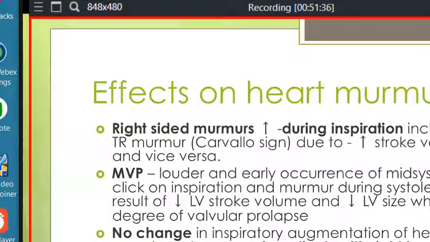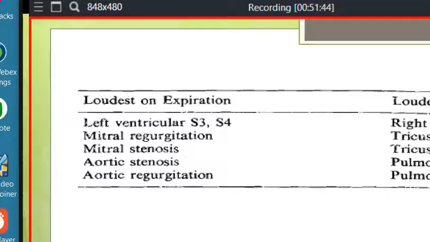There's no change in the inspiratory augmentation of heart sounds and murmurs in patients with right-sided heart failure because of increased right ventricular end-diastolic pressure. So this is again a summary of what happens during inspiration and expiration of different heart sounds and murmurs.